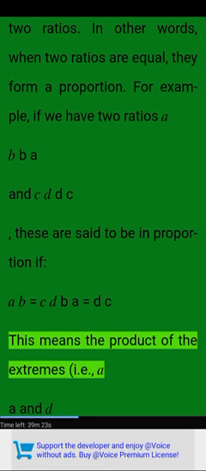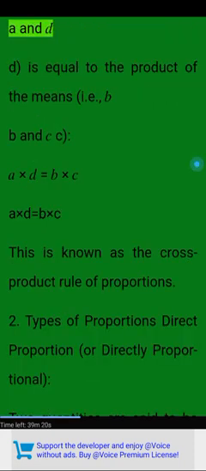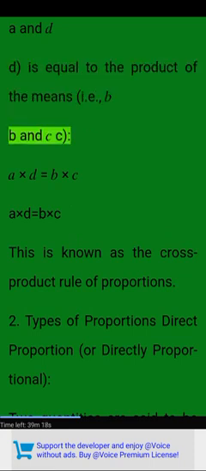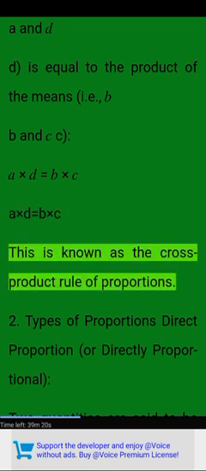This means the product of the extremes, i.e., a and d, is equal to the product of the means, i.e., b and c. a times d equals b times c. This is known as the cross-product rule of proportions.